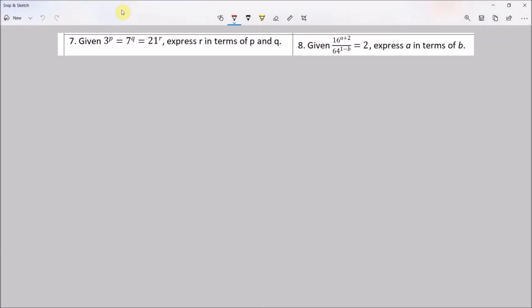Okay, so here I show you another way of doing question number 7, which is easier. Again, first we let 3 to the power of P equal to A. Because we let this equal to A, it means 7 to the power of Q also equals A, and 21 to the power of R also equals A. So now P equals log base 3 of A. Same applies here, 21 to the power of R equals A, so R equals log base 21 of A.